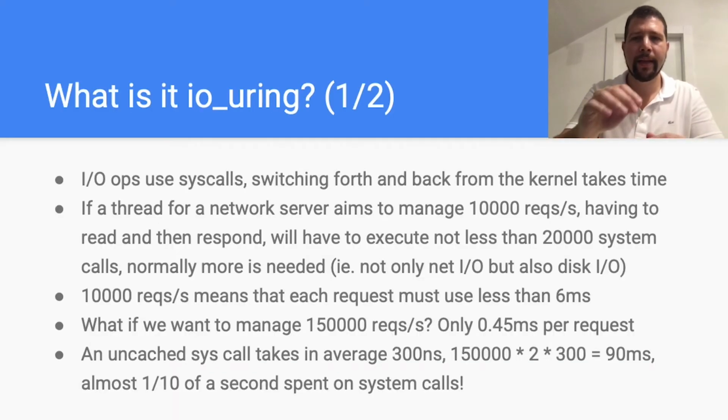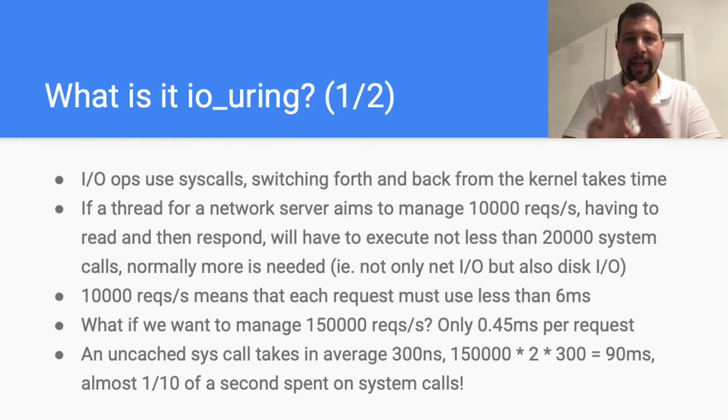The last major optimization in Cachegrand is the usage of io_uring. It's a recent Linux subsystem, and it's able to provide true asynchronous I/O. I/O operations require syscalls, and switching back and forth to the kernel takes time. If you think about a network server that aims to manage, for example, 10,000 requests per second, it has only an average of 6 milliseconds per request.